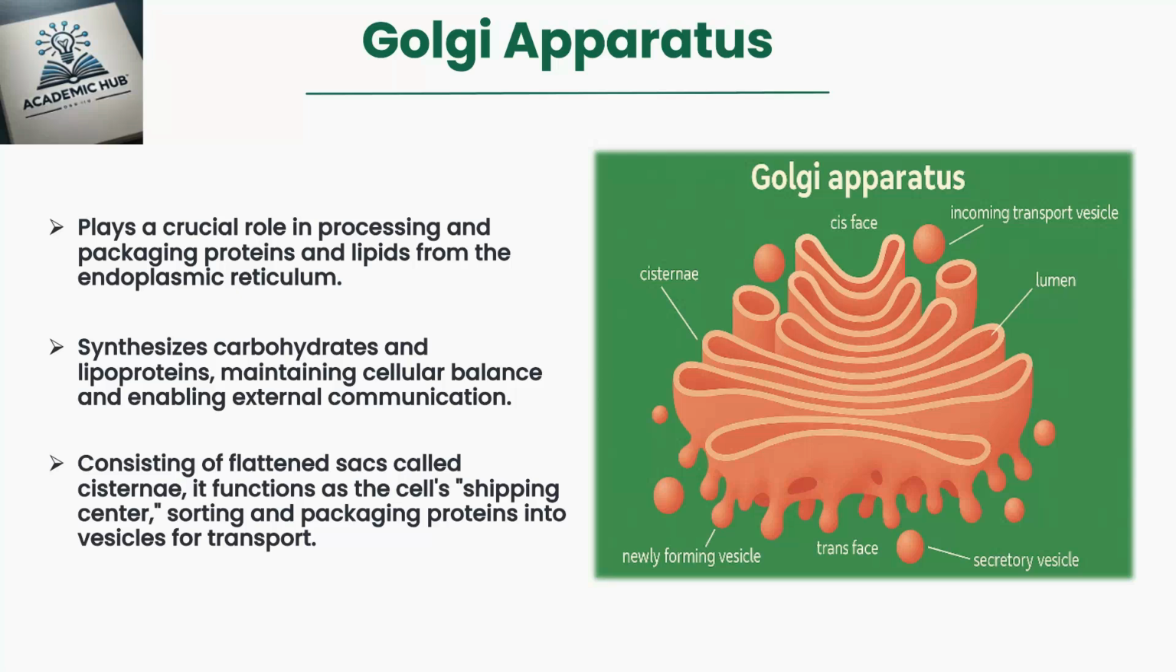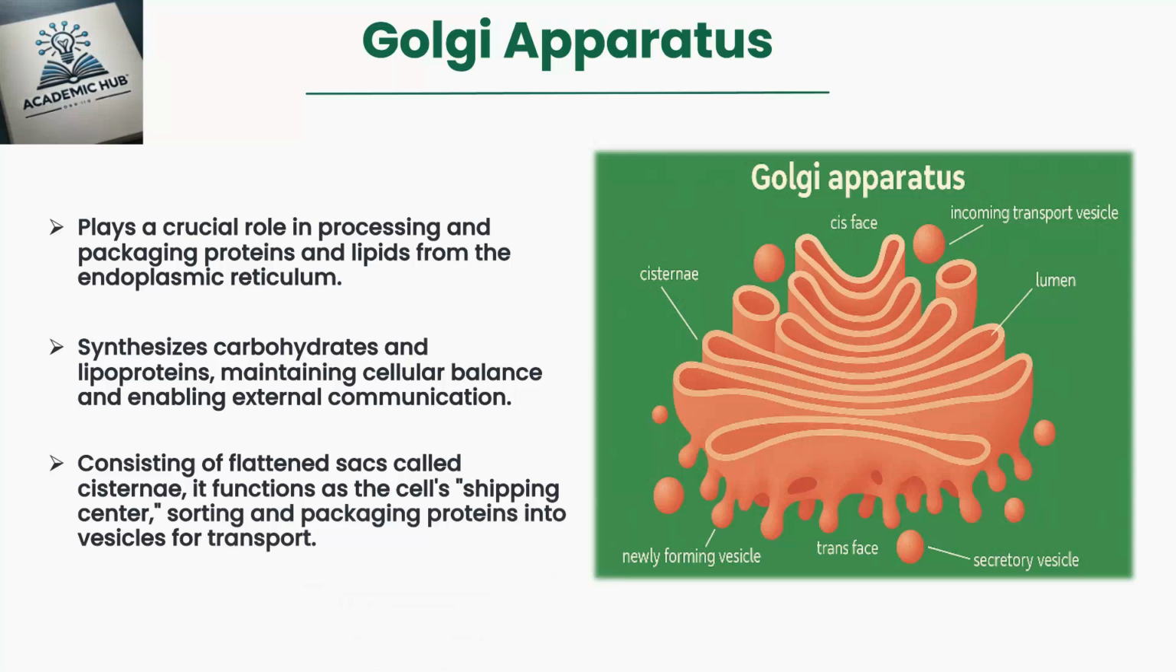So these are the main functions of the Golgi apparatus. First we will discuss processing and modifying proteins. Second, lipid and carbohydrate synthesis. Next, sorting and packaging molecules. Next, transport of secretory products. And last is the formation of lysosomes.